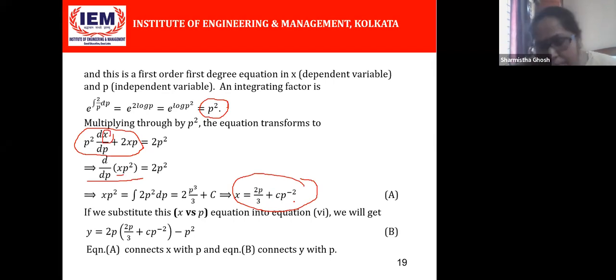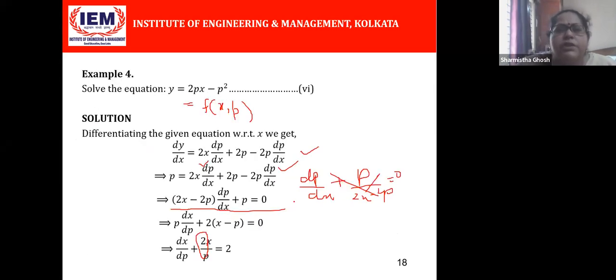As we told in the explanation slide, we will use the original equation to eliminate this p. Now see, what was our original equation? y equal to 2px minus p squared. Now see the problem. It's very difficult.